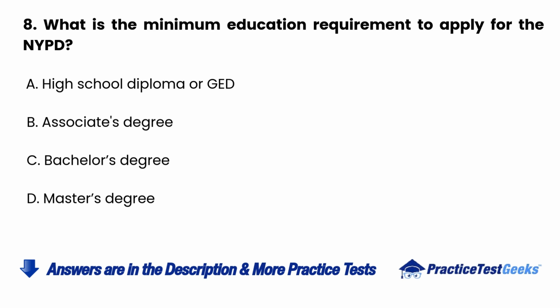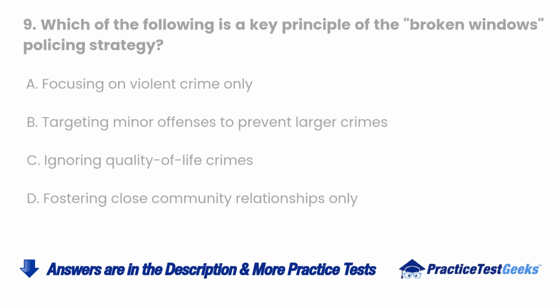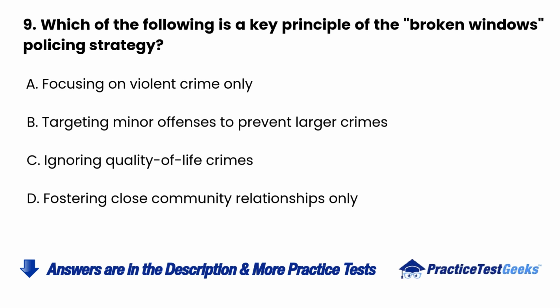8. What is the minimum education requirement to apply for the NYPD? A. High school diploma or GED. B. Associate's degree. C. Bachelor's degree. D. Master's degree.